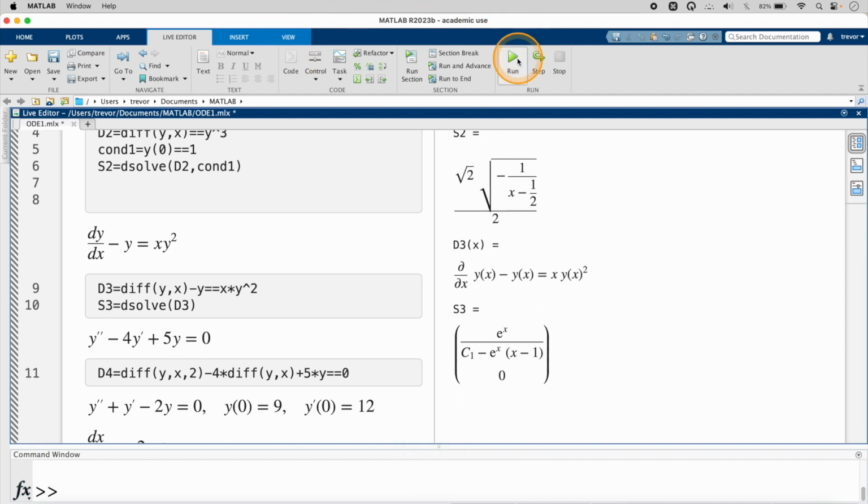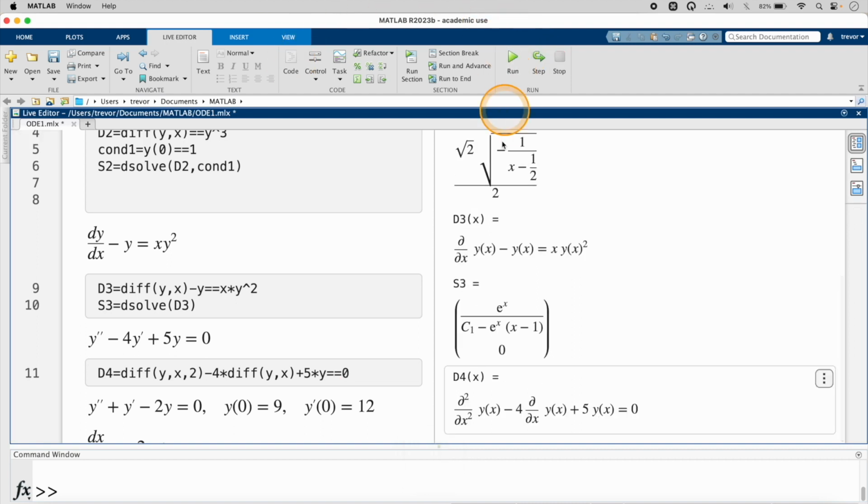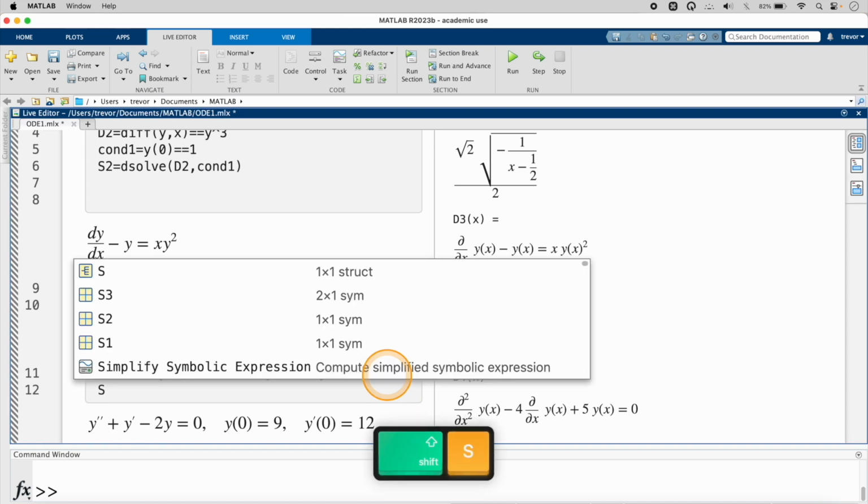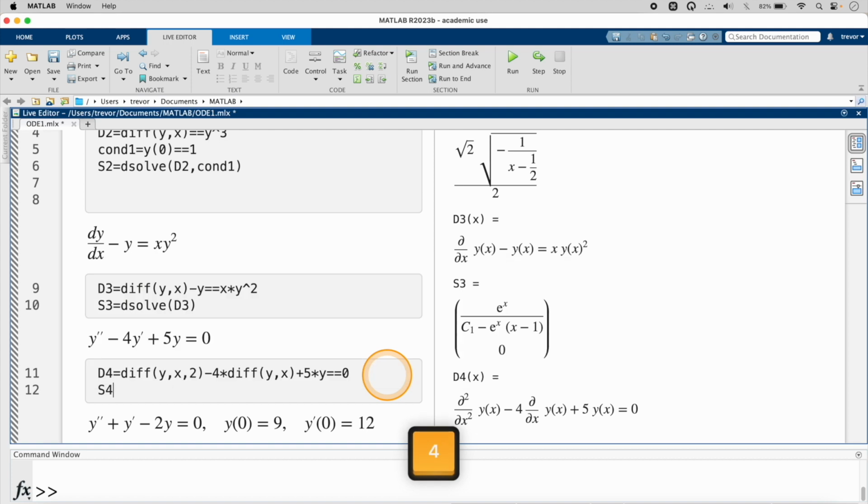And just run to check if I've entered correctly. And we have there the second derivative of y with respect to x minus 4 times the derivative of y with respect to x plus 5 multiplied by y is equal to 0. So when I've entered the equation, I go on and solve it, and I'll call that solution S4.